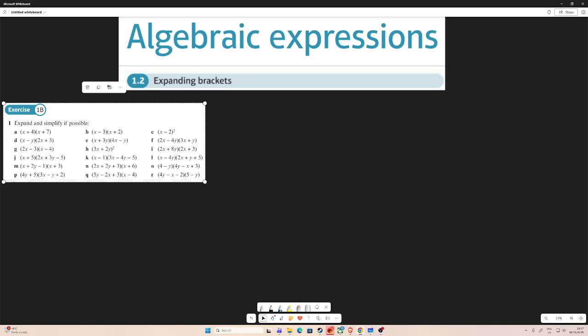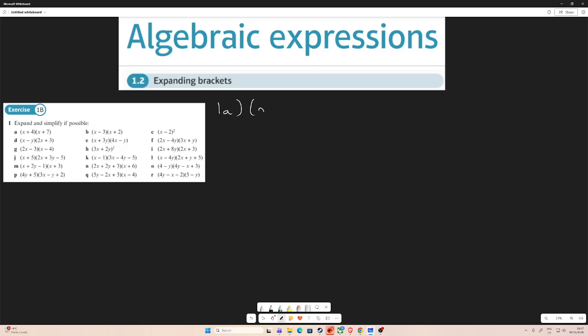Hello, today we'll be doing exercise 1.2, expanding brackets. Let's start with question 1 in 1b. To expand the bracket, we simply multiply every term in every bracket with corresponding terms in different brackets. So let's have a look.